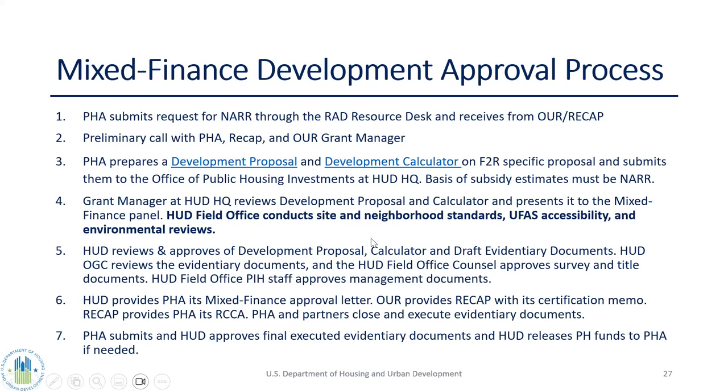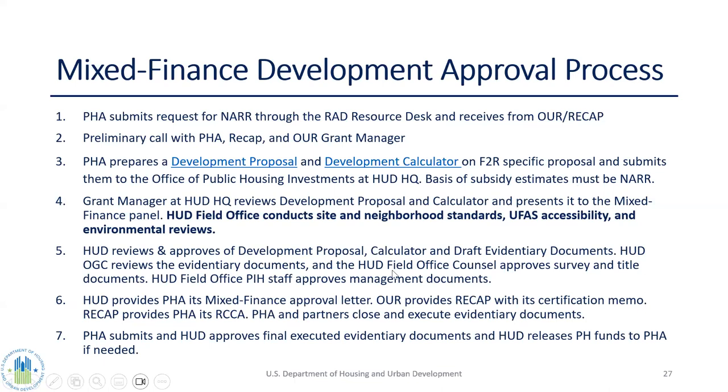HUD then will review and approve the development proposal once all the components and the draft evidentiary documents have been reviewed. HUD OGC also reviews those evidentiary documents. HUD field counsel will look at title and survey. And the field office approves management documents. Because this is Faircloth-to-RAD, we recommend that you really just use our model documents and don't make any heroic, crazy riders that are going to elongate your review time in OGC, because at the conversion, all of these documents will be extinguished. However, to meet the requirement that it is, in fact, a public housing unit that's eligible to convert, we have to still go through this exercise.